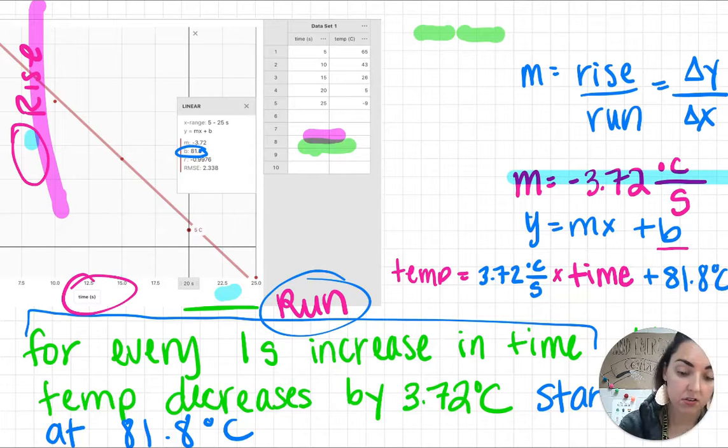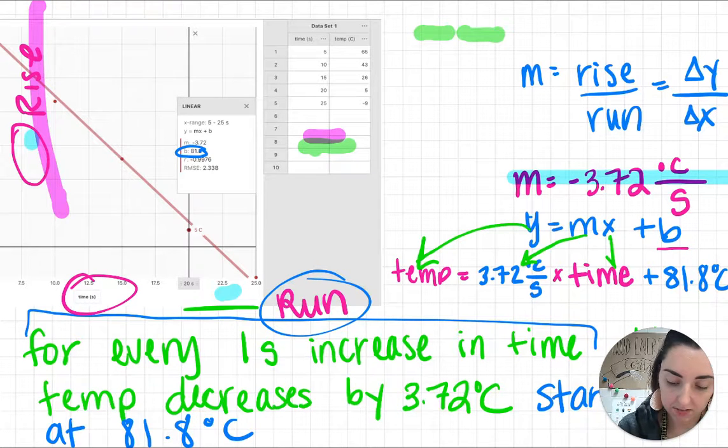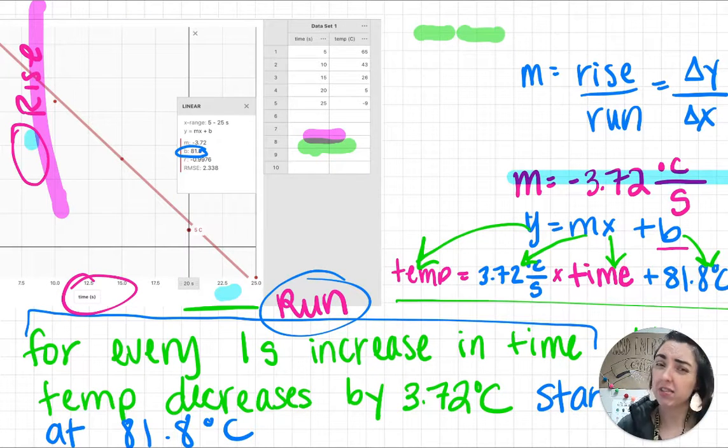So you can see I just replaced each part of this equation with what it actually represents, whether that's a variable or a number. Y and x are variables, m and b are numbers. And now I have an equation that actually tells me something. It gives me some information that's going to be really helpful. And now I can make predictions based on that equation. All I need to do is plug in a temperature or plug in a time, and I can make a prediction based on the other one. So very easy, but lots of information comes from a graph.